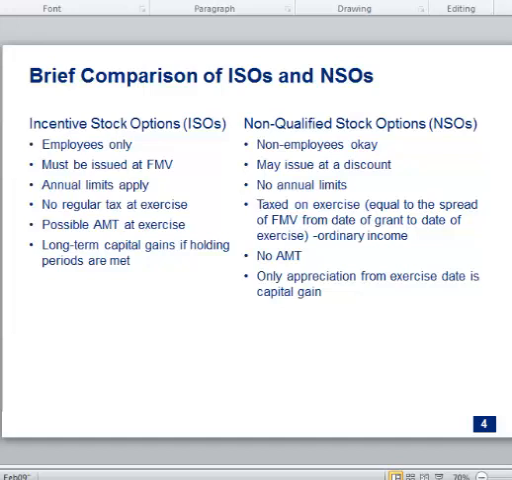Right? And the risk is, let's say that she exercises when she's a dollar in the money. She picks up that dollar of AMT income. And then let's say the stock goes to 18. Right? So now she picked up a dollar of income for AMT purposes, but then she ultimately has a capital loss on the transaction. Okay? You don't want to do that. That is not good personal tax planning. Okay? And so that is the problem with ISOs.